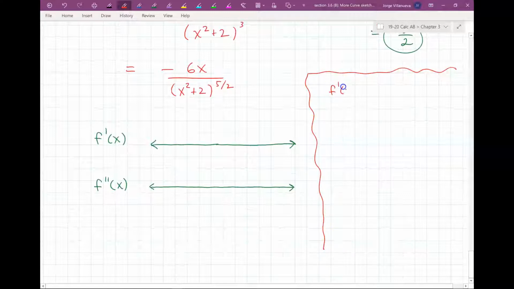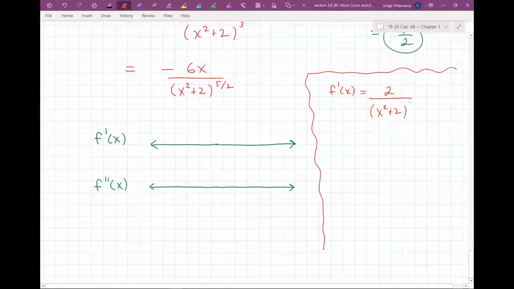So my first derivative, now if I'm wrong, correct me, but was it 2 over x squared plus 2 to the 3/2? Okay, so 3/2. So then I have to find my critical numbers. In order to find my critical numbers, I set my numerator equal to 0, which, does that make any sense? 2 equal to 0? No, right? So that doesn't work. And then I set my denominator equal to 0 to see what makes it undefined. So that I can do.